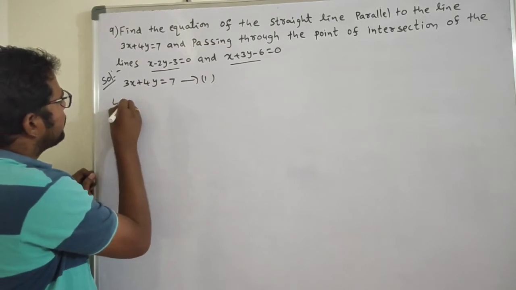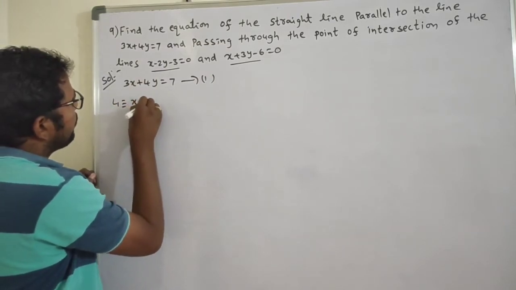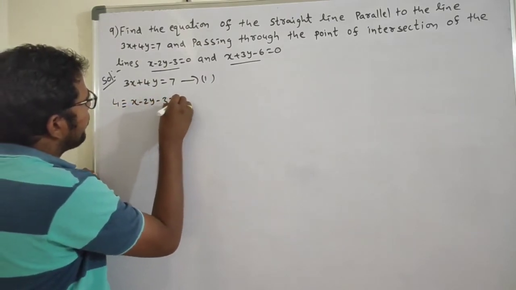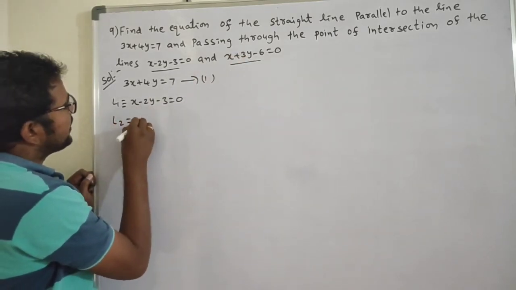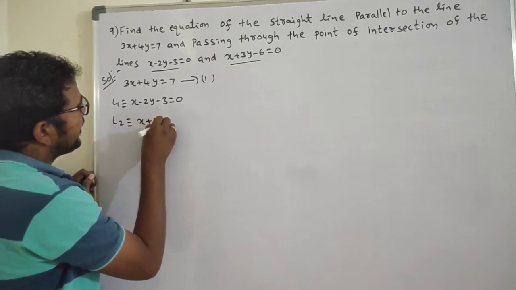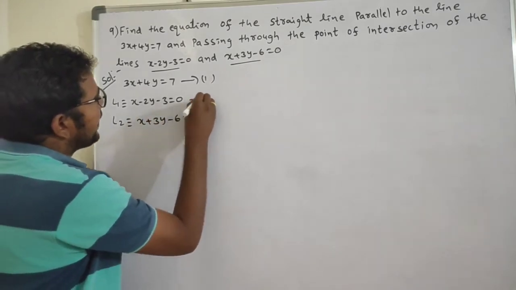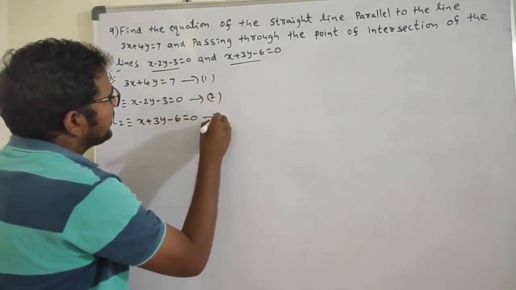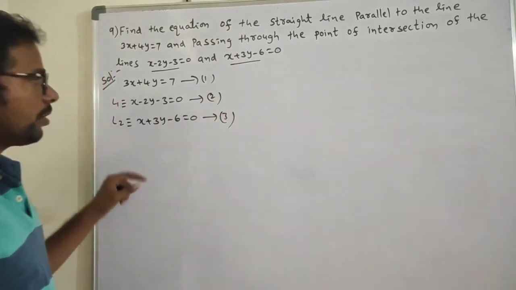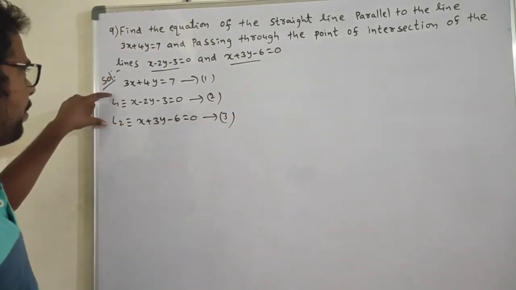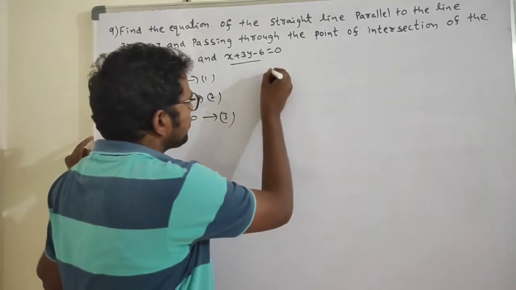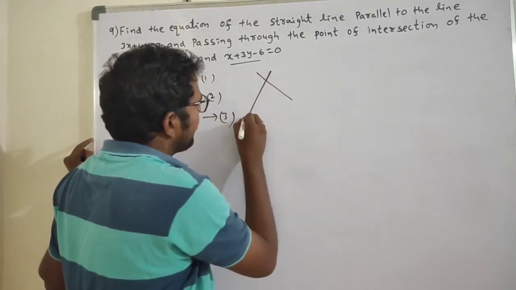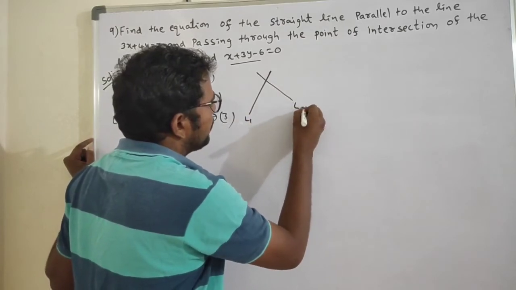L1 is x minus 2y minus 3 equals 0 and L2 is x plus 3y minus 6 equals 0. Take them as equation number 2 and equation number 3. So the required line is passing through the point of intersection of L1 and L2. So this is a diagram. This is L1 and this is L2.